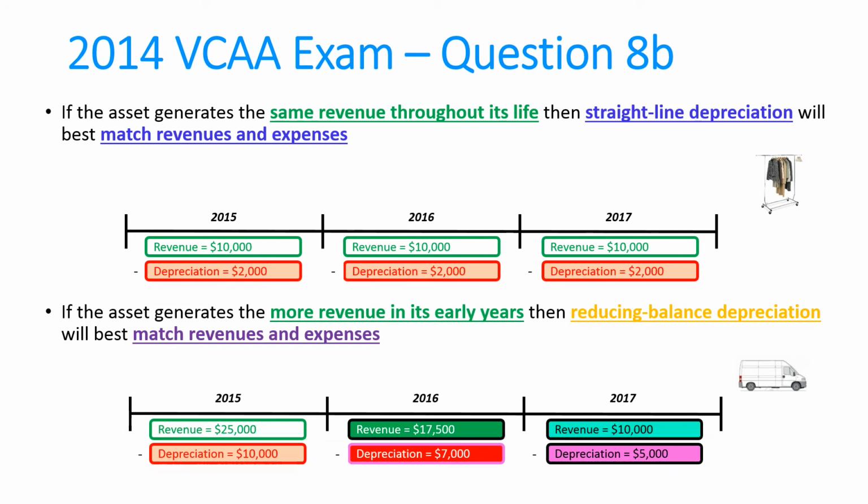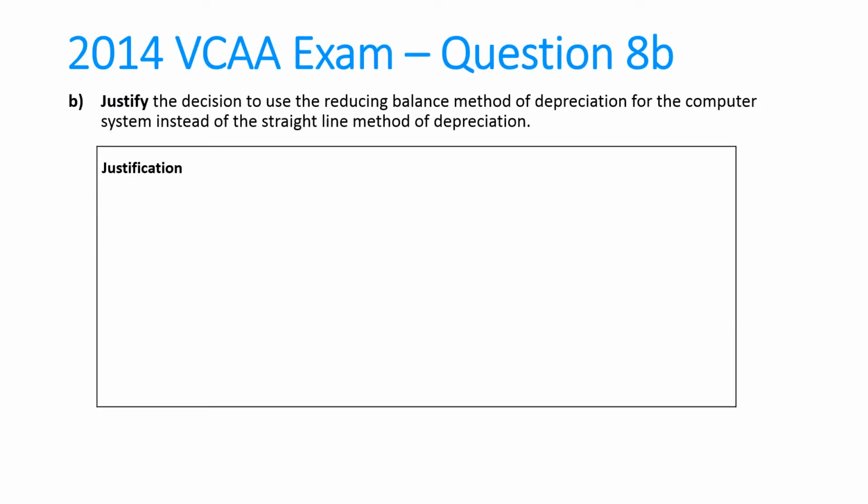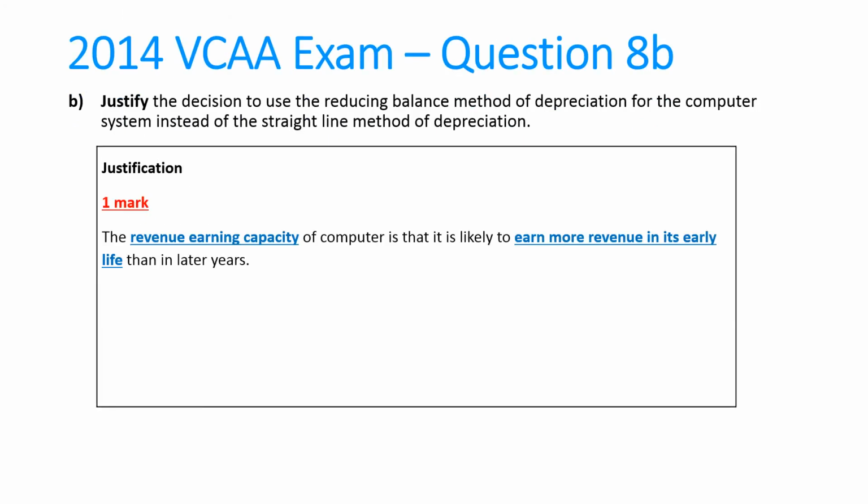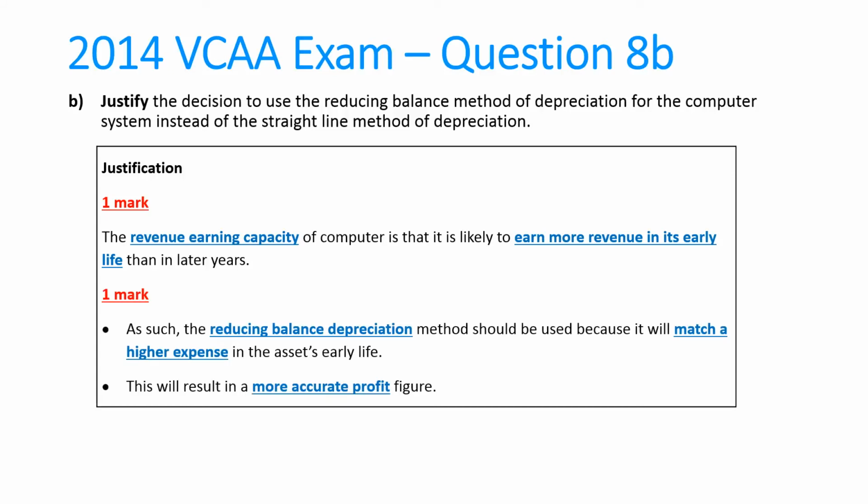So how would we answer this question? Well, it was all about justify. What does that mean? We want to say why you should use reducing balance. You should use it because the revenue earning capacity of a computer means that it's likely to earn more revenue in its early years than its later years. And secondly, that must mean we should charge a higher expense at the beginning of the asset's life and charge less as it gets older. And the reason we're doing this is that this will result in a more accurate profit figure.